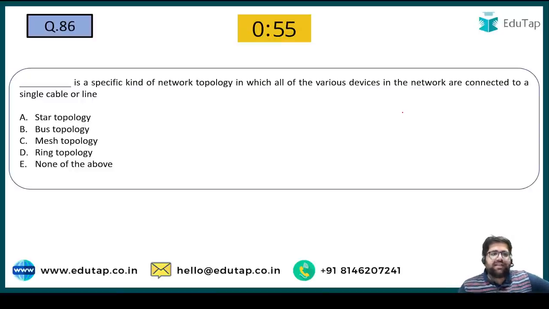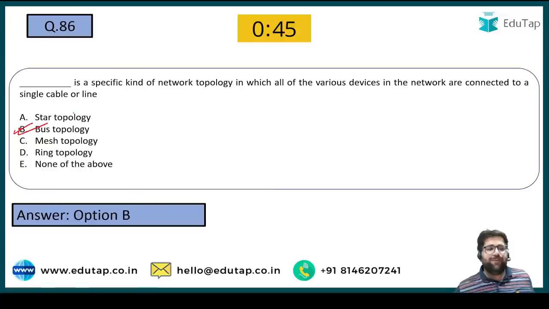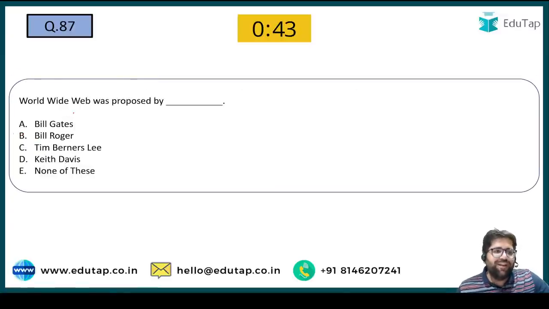Question 86. Dash is a specific kind of network topology in which all the various devices are connected to a single line or a cable. This is your bus topology, I would say. Achha, B. Question number 87, my friends. A very basic question. World Wide Web, WWW, however you say it.